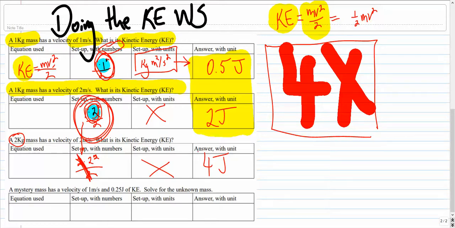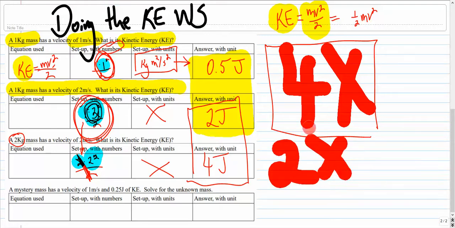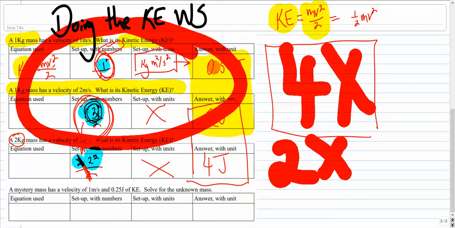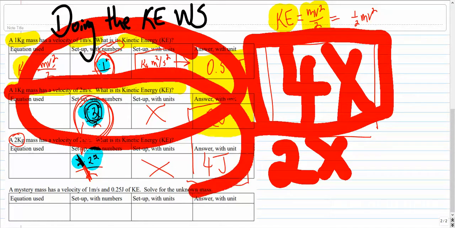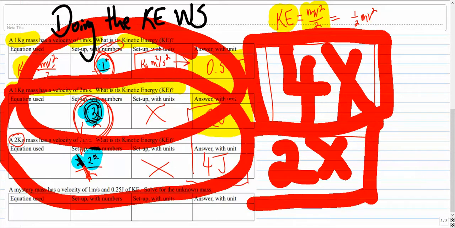But anyway, how do these two answers compare? Because what we did differently with those two was we doubled the mass from 1 to 2, but we left the velocity the same. So right here, 2 to 4, that is double. So if you double the velocity, like we did here, you quadruple the energy. But if you double the mass, like we did here, you only double the energy. So yeah, mass matters, but it doesn't matter as much as velocity does.